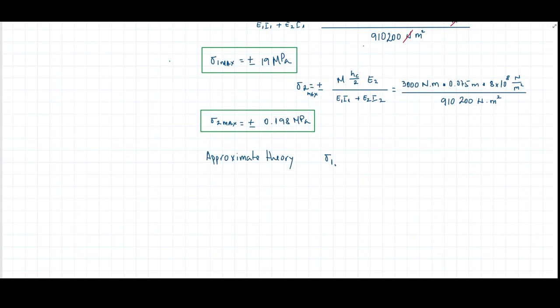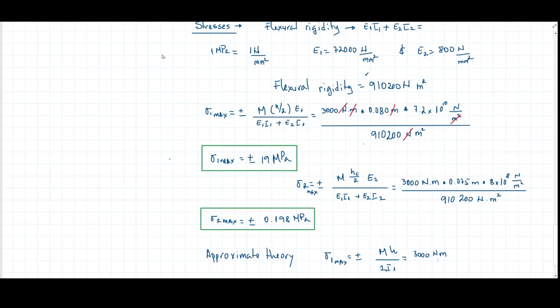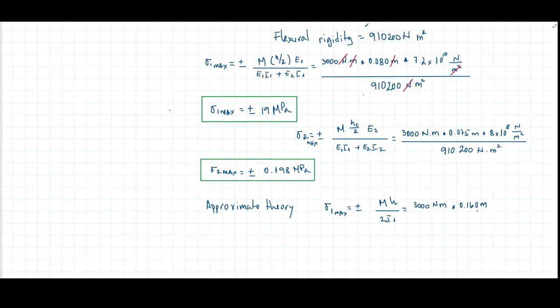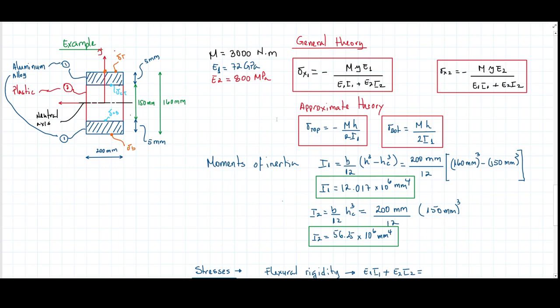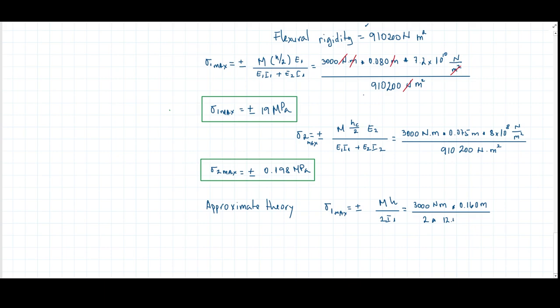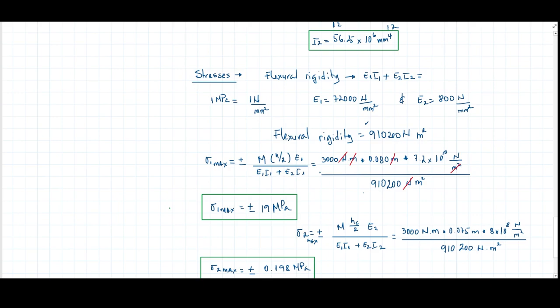2I2 plus minus, we said, Mh divided by 2I1. And again, it's 3000 newton meters, H is 160, times 0.160 meters divided by 2 times moment of inertia 1, and moment of inertia 1 is this one here, this 12.017 times 10 to the power of 4, was it? What was 6? But this is millimeter square, so we need to put it in terms of square meters.